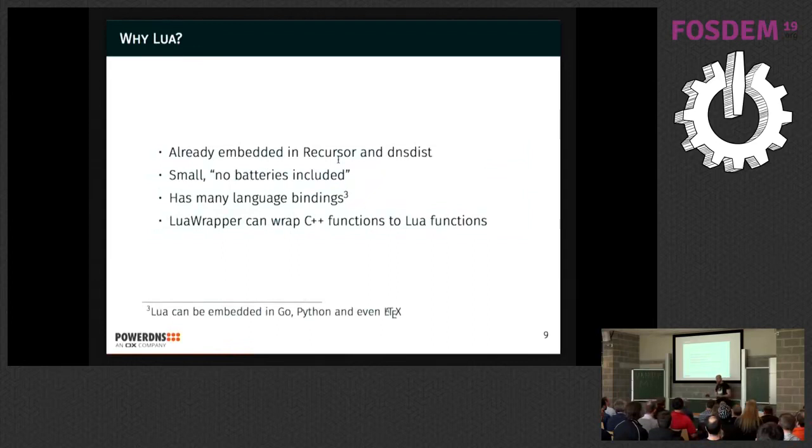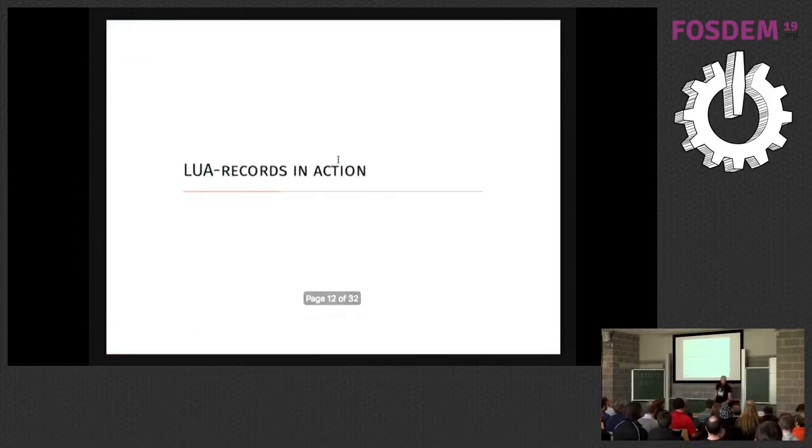So, like I said, we already have it in the recursor and DNSdist. And it has many language bindings. You can run Lua in Go. You can run Lua in Python, because all these bindings just exist. We have a wrapper called LuaWrapper. It's for C++, and it allows you to wrap C++ functions directly to Lua functions. We're very, very happy with it, which makes it super easy for us to implement this in a sane way. So how do those Lua records look in action?